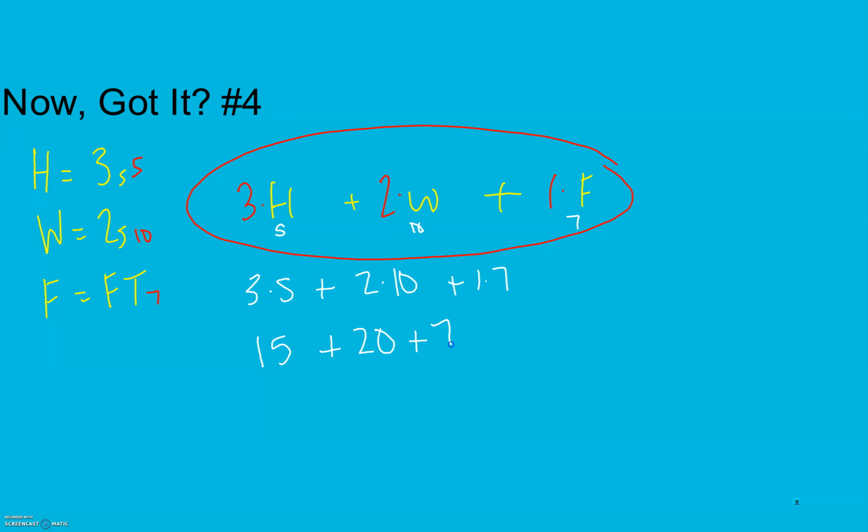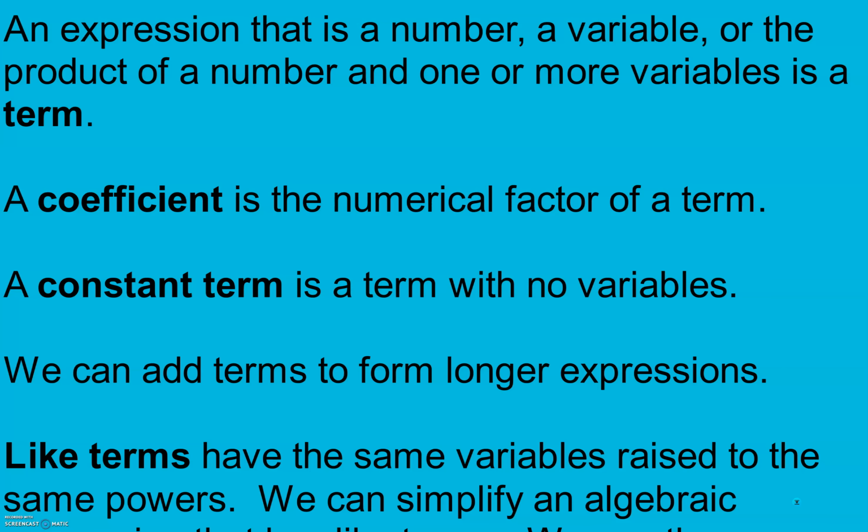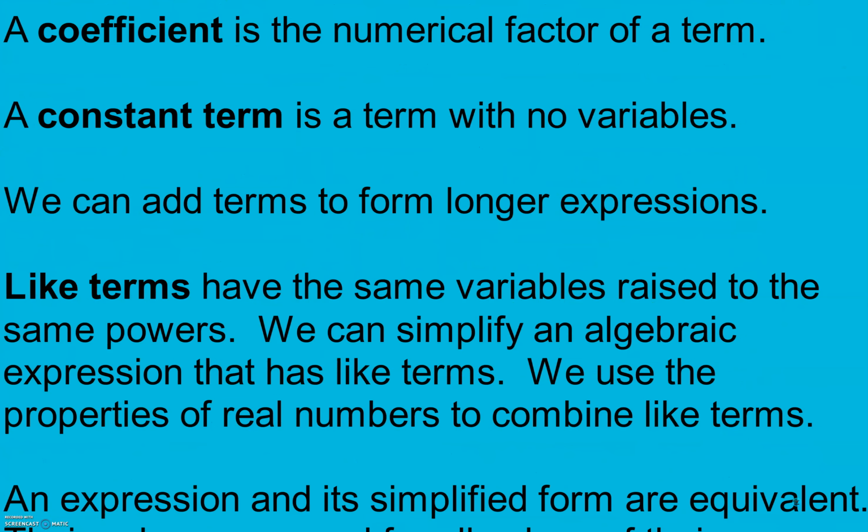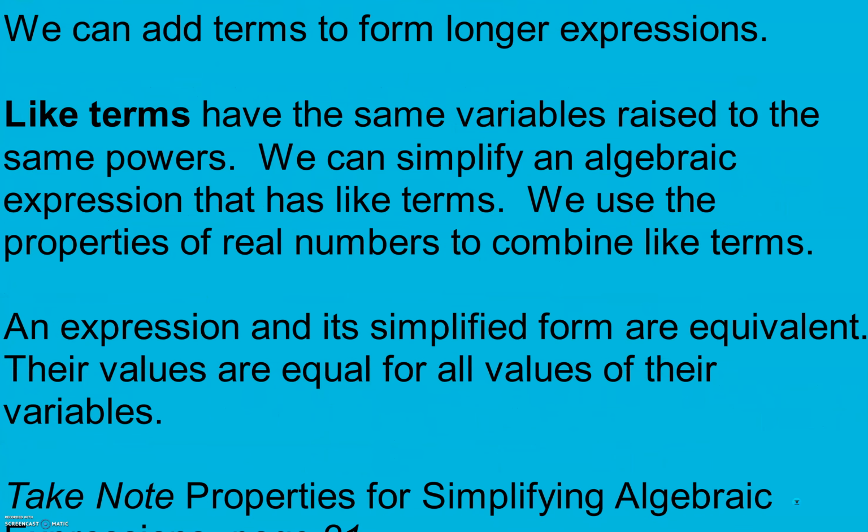An expression that is a number, a variable, or the product of a number and one or more variables is a term. A coefficient is the numerical factor of a term. A constant term is a term with no variables. And we can add terms to form longer expressions. Like terms have the same variable raised to the same power. We can simplify an algebraic expression that has like terms. We just use the properties of real numbers to combine them. An expression and its simplified form are equivalent, provided you simplified it correctly. Their values are equal for all values of their variable, so that's a good way to check. Plug some values in for the variable, check your answer, check where you started.